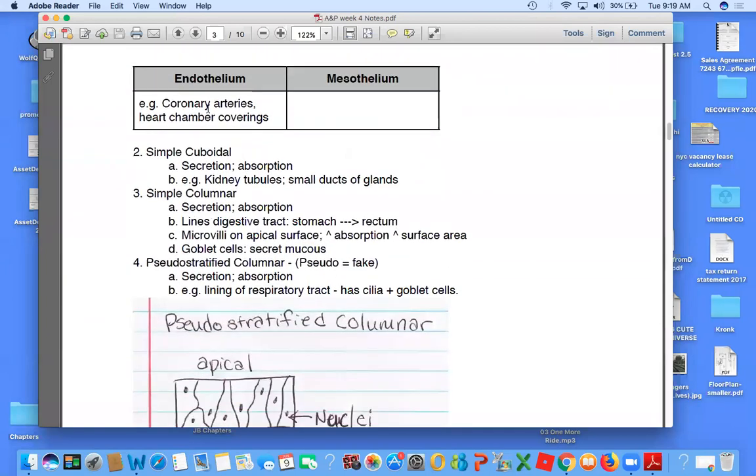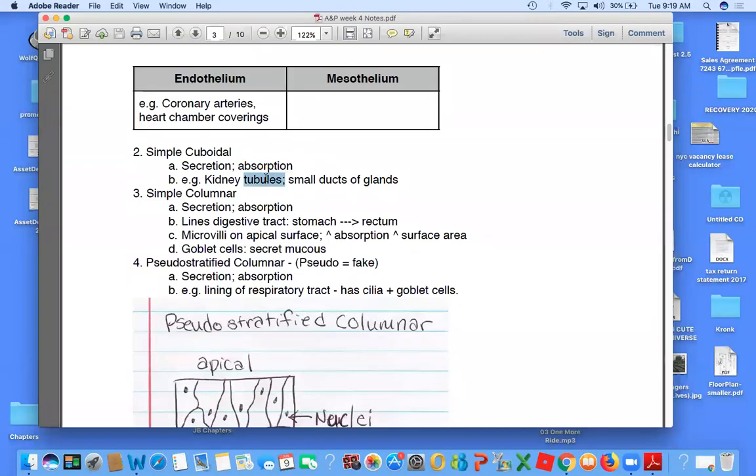That's simple squamous. Simple cuboidal, on the other hand, now a cube's got a little meat and potatoes to it, right? There's a little meat or cytoplasm to it. So it's going to secrete or absorb. It's going to do both. Secretion, move a few materials out. Absorb, bring a few materials in.